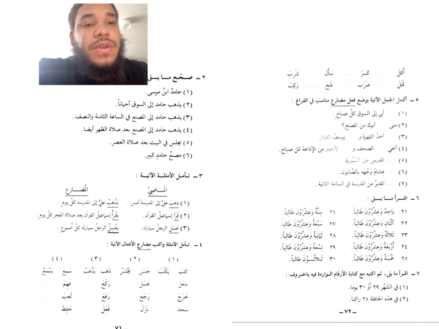يذهب علي إلى المدرسة كل يوم. Ali goes to school every day. يذهب versus ذهب. قرأ إسماعيل القرآن. يقرأ إسماعيل القرآن. Okay, and the rest of the sentence. غسل الرجل سيارته. يغسل الرجل سيارته كل أسبوع. So you can see the difference between the past and the present tense.